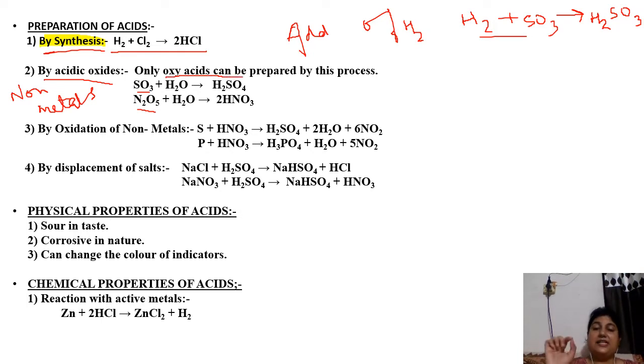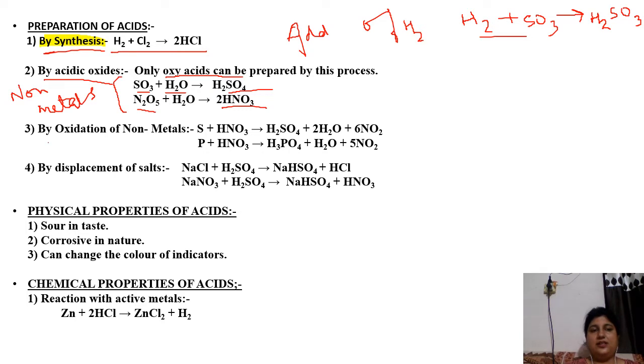Oxo acid means the acid which contains oxygen along with it. For example, when water is added to sulfur trioxide gas, it results in the formation of sulfuric acid. ठीक है, these are the addition reactions. ठीक है, water gets added with N2O5 and results in the formation of nitric acid.